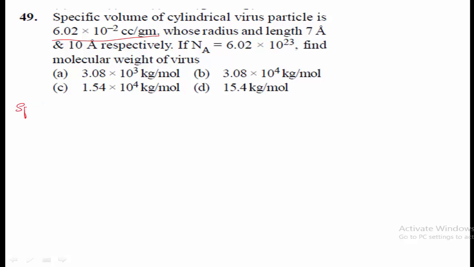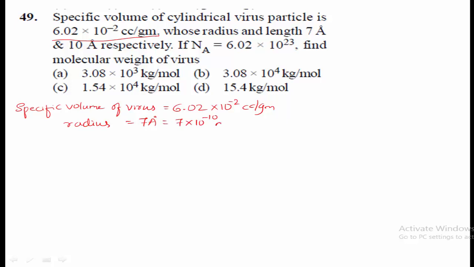Specific volume means the volume of 1 gram of virus. When you take 1 gram of virus, how much volume it will occupy, that is known as specific volume. So that specific volume of virus, which is cylindrical, is 6.02 into 10 raised to minus 2 cc per gram. Then radius will be 7 angstrom, that is 7 into 10 raised to minus 10 meter.